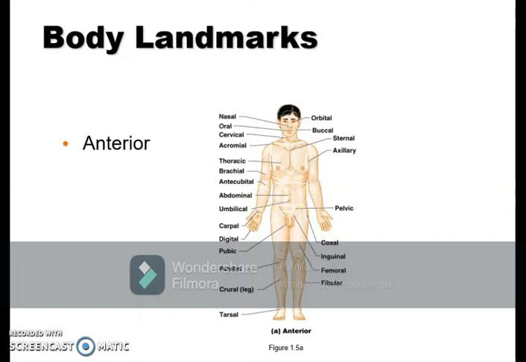We have the pelvic or the pelvic region. Coxal means hip, our hip. Then we have the inguinal. The inguinal here is the groin. Pubic is actually the genital region. Then we have the patellar or the kneecap. We have the crural or the leg. We have the tarsal or the ankle. We have the femoral or the thigh. And we have the fibular side of the leg. So these are the parts for the anterior body landmarks.